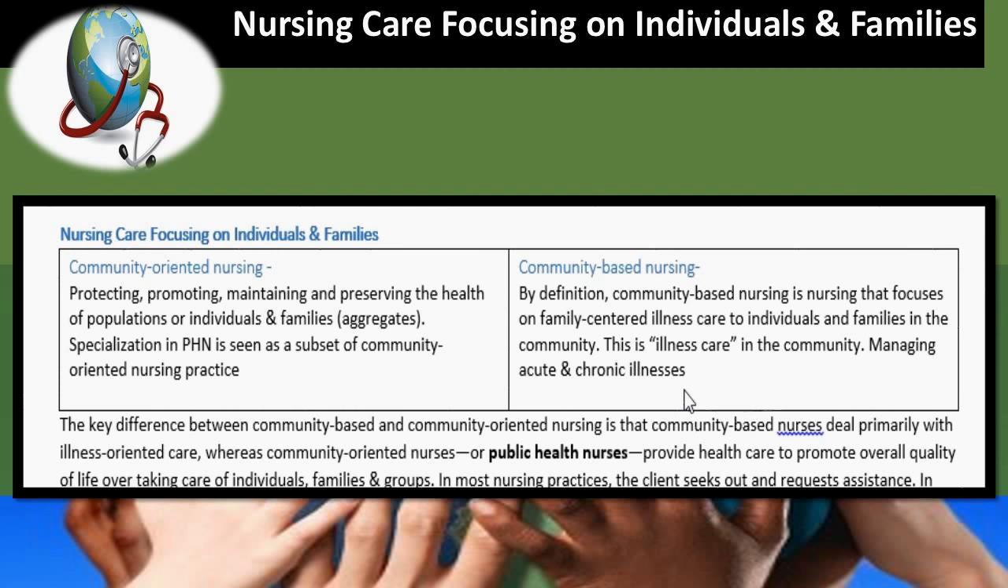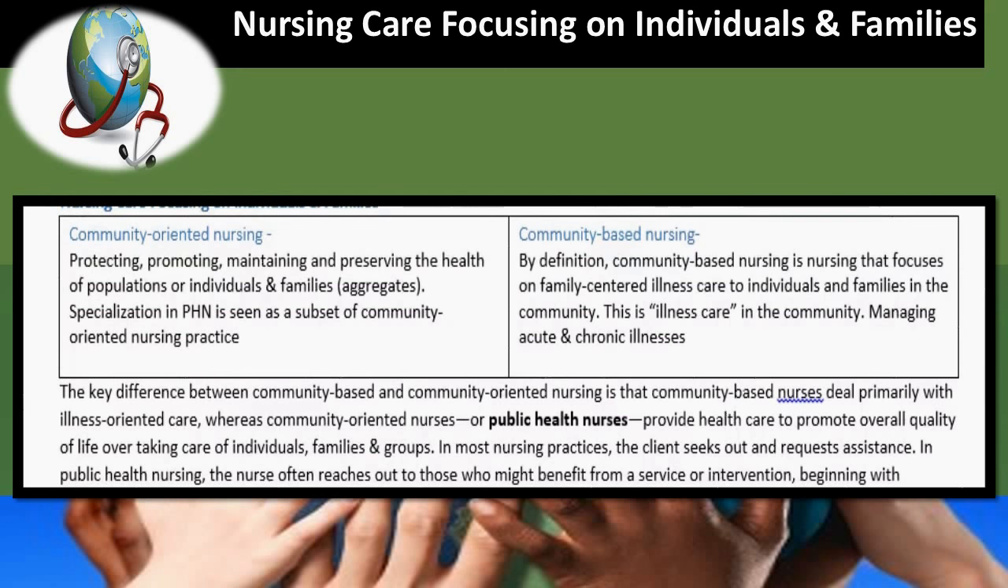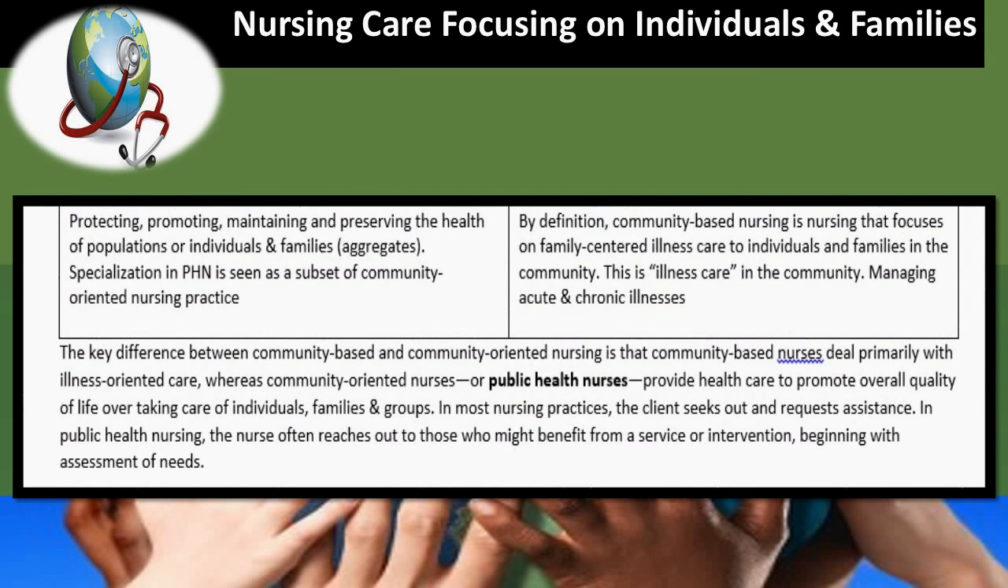Community oriented nursing, you're looking at aggregates. And that's where public health nursing is going to most likely fall. That's a very good distinction for people to understand before we get too much into this. The key difference between community based and community oriented nursing is that community based nurses deal primarily with illnesses, whereas community oriented nursing or public health nurses provide health care to promote overall quality of life for individuals, families, and groups. They're looking at the overall quality.